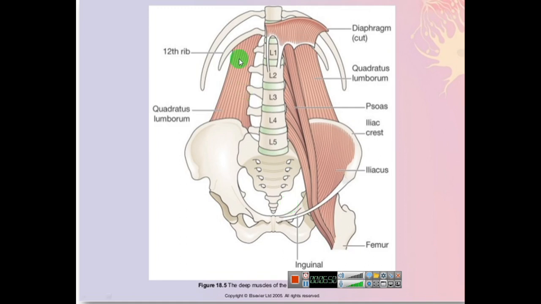This is the diaphragm cut, and then quadratus lumborum. This is the quadratus lumborum. We earlier discussed the psoas muscle. This is the iliac crest. This is the ilium and iliac crest. This is the iliacus. This is the femur bone. This is the inguinal ligament, and this is the 12th rib, quadratus lumborum. Okay.